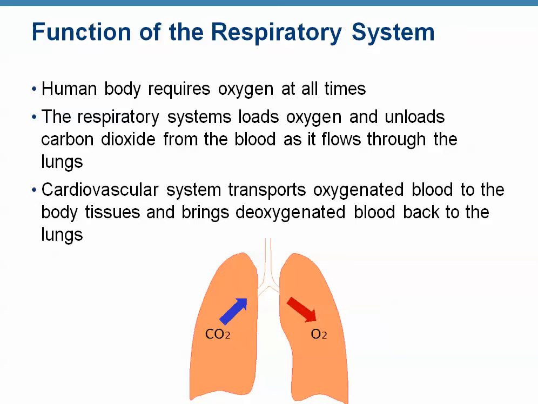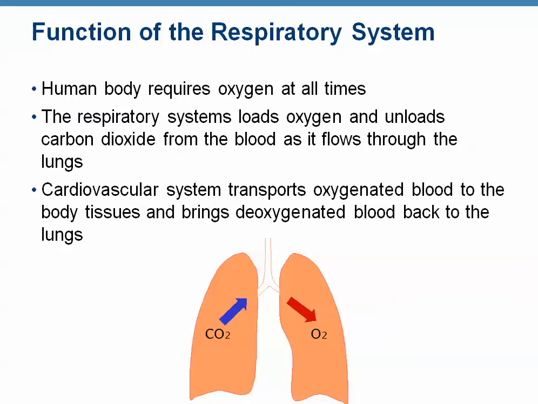The function of the respiratory system is to provide oxygen to the tissues of the body and also provide a means of removal of carbon dioxide, which is a waste product constantly produced by the tissues of the body. As blood flows through the lungs, the respiratory system loads that blood with oxygen and unloads carbon dioxide from that blood.